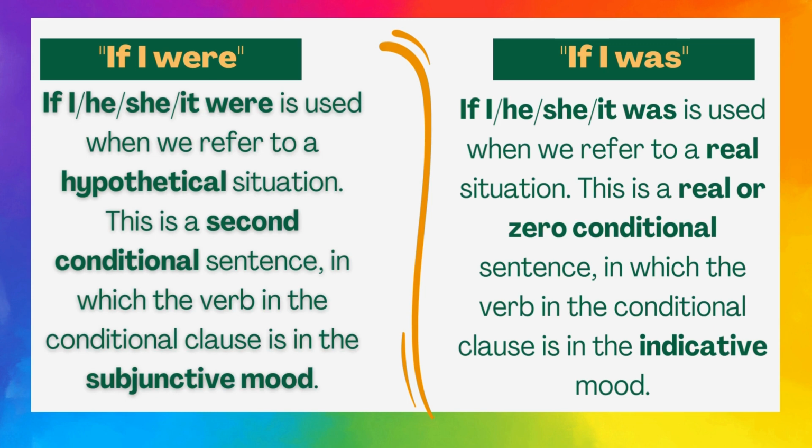As you can see, it says there that if I were refers to a hypothetical situation, and this is commonly known as the second conditional statement, and there is a formula in writing this one. If I was would be for a real situation, or the so-called zero conditional statement. And again, there is a formula for writing this particular conditional statement. So let's look further into how to use the conditional if I were versus the conditional if I was correctly in a sentence.